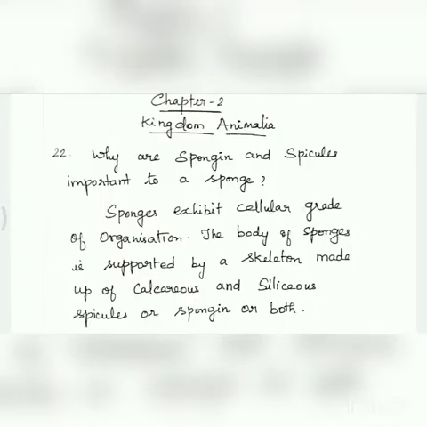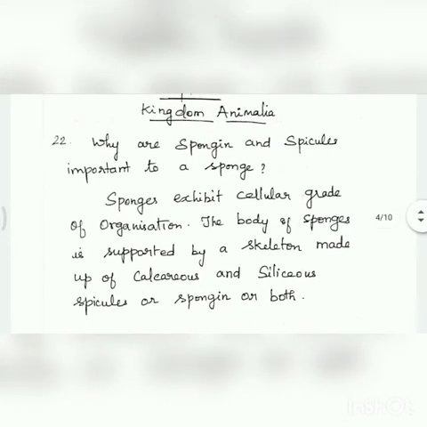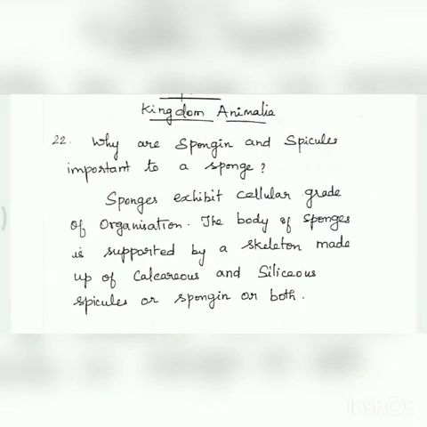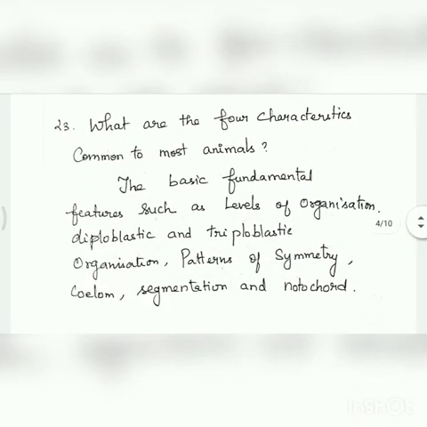Why are spongin and spicules important to a sponge? Sponges exhibit cellular grade of organization. The body of sponges is supported by a skeleton made up of calcareous and siliceous spicules or spongin or both. So, why are spongin and spicules important? Because sponges are of cellular grade of organization, the body has to be made up of calcareous and siliceous spicules, which give structure to the sponge.